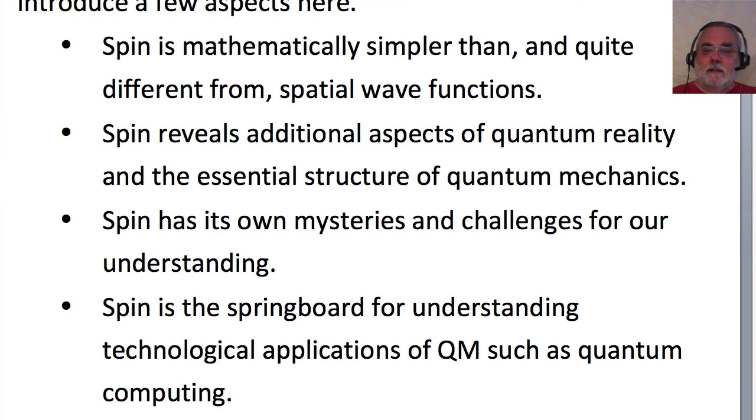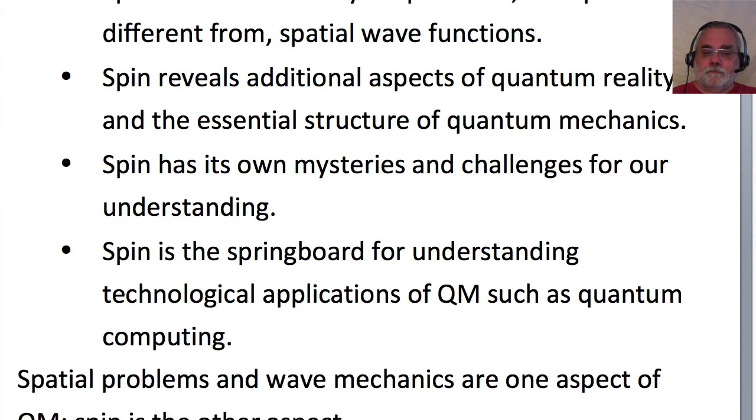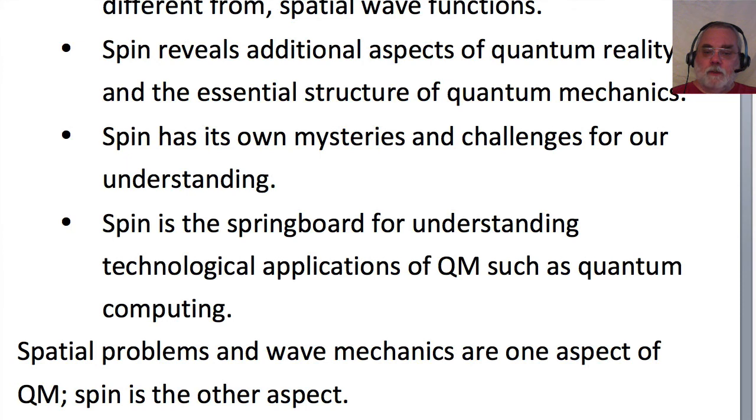Spin is mathematically simpler than and quite different from spatial wave functions. Spin reveals additional aspects of quantum reality and the essential structure of quantum mechanics. Spin has its own mysteries and challenges for our understanding. Spin is the springboard for understanding technological applications of quantum mechanics, such as quantum computing. Spatial problems and wave mechanics are one aspect of quantum mechanics. Spin is the other aspect.